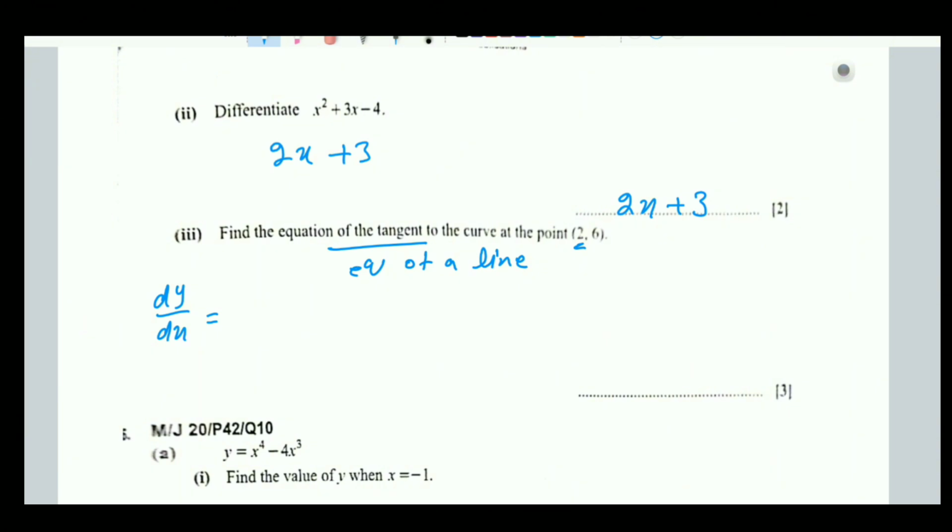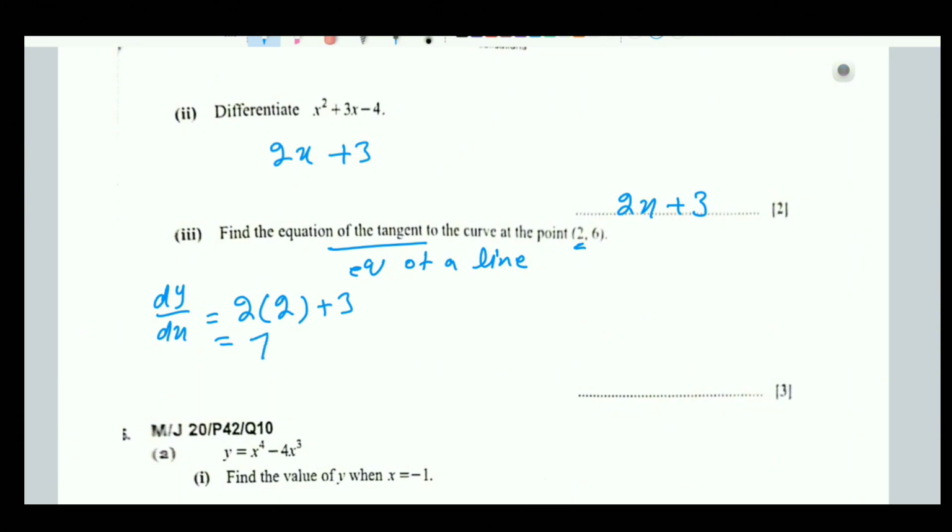You will get the gradient of that point. So here what we have to do, you have to put in differentiation in place of x. Please remember, you have to put the value of x in differentiation. Differentiation is 2x plus 3. So in place of x we will put 2, it will become 4 plus 3, that is 7. That is your gradient actually.